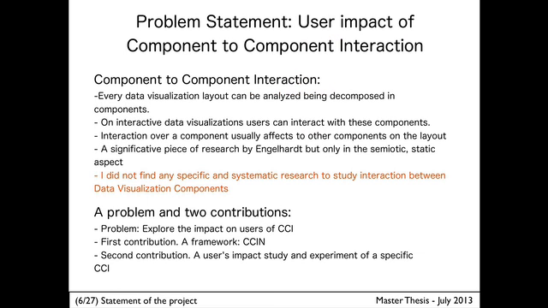The problem statement of the thesis is to explore the impact on user understanding when the component-to-component interaction of a data visualization changes. Every data visualization layout can be analyzed being decomposed in components. On interactive data visualizations, users can interact with these components. However, when the state of a component changes, it could affect other components too. This is called component-to-component interaction. I didn't find any publication that studied this kind of interactivity.